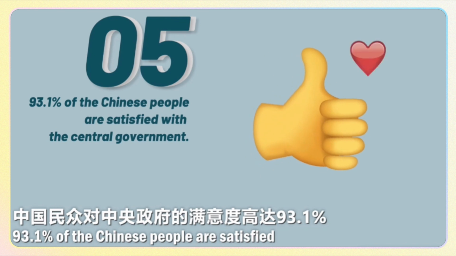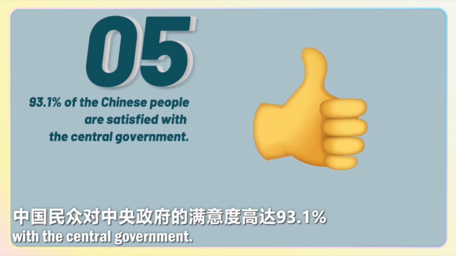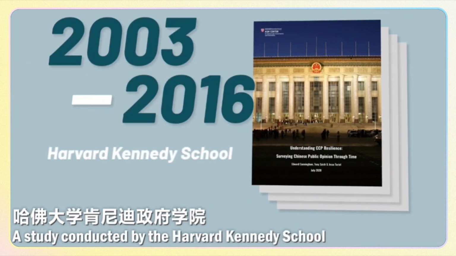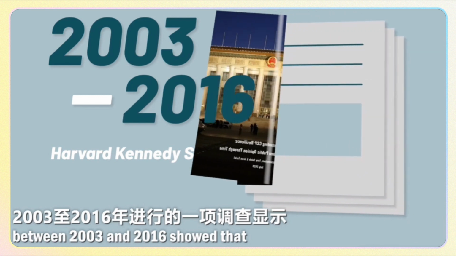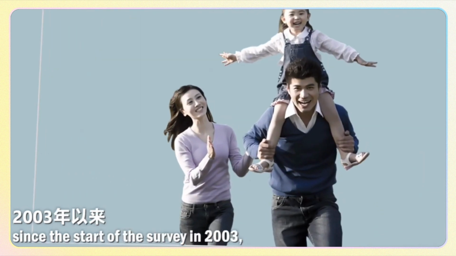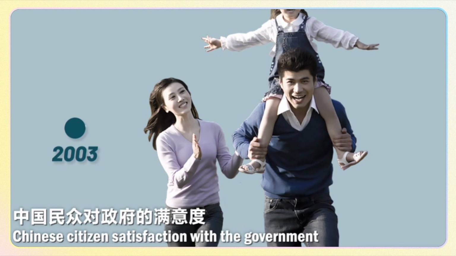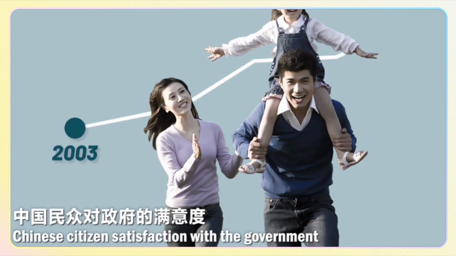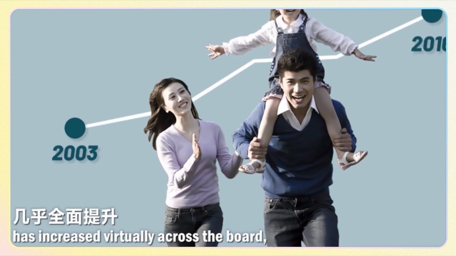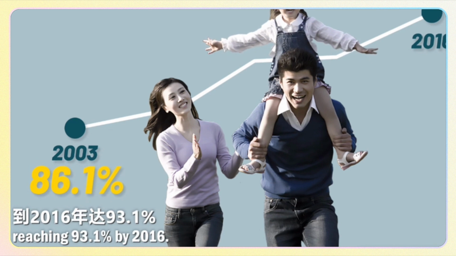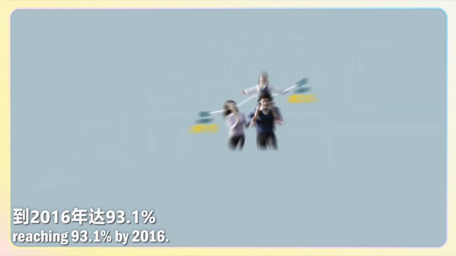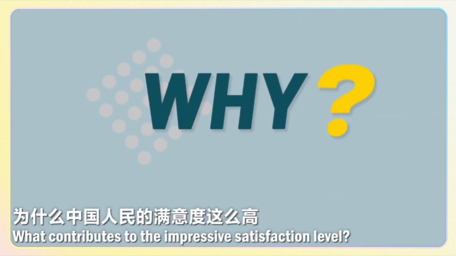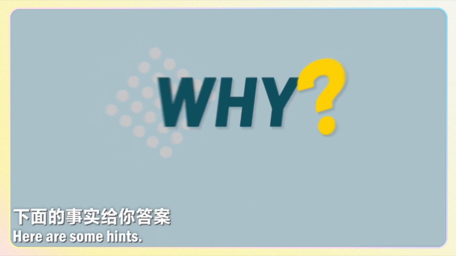5. 93.1% of the Chinese people are satisfied with the central government. A study conducted by the Harvard Kennedy School between 2003 and 2016 showed that since the start of the survey in 2003, Chinese citizens' satisfaction with the government has increased virtually across the board, reaching 93.1% by 2016. What contributes to the impressive satisfaction level? Here are some hints.